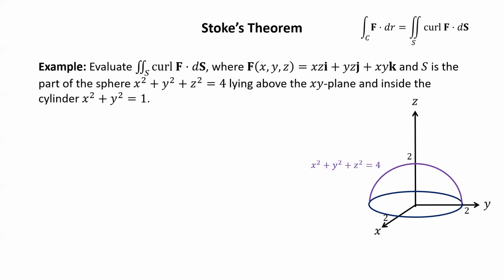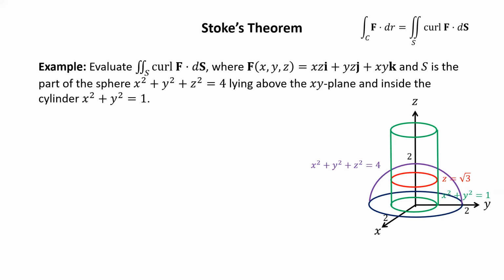Let's start by drawing a picture. Here's a picture of the part of the sphere, x squared plus y squared plus z squared equals 4, lying above the xy plane. So it's a hemisphere. It's just the upper part. And here's the cylinder, x squared plus y squared equals 1. So the intersection of that sphere and cylinder we could get by replacing x squared plus y squared by 1 in the equation x squared plus y squared plus z squared equals 4. Subtracting 1, we get z squared equals 3, or equivalently, z equals the square root of 3. We only take the positive square root because we're above the xy plane.